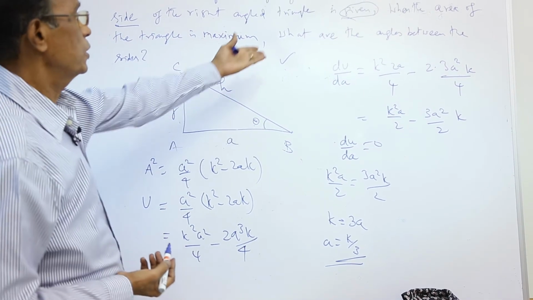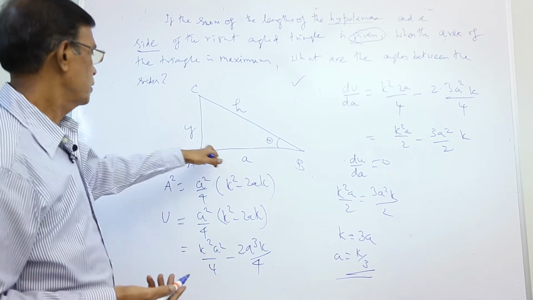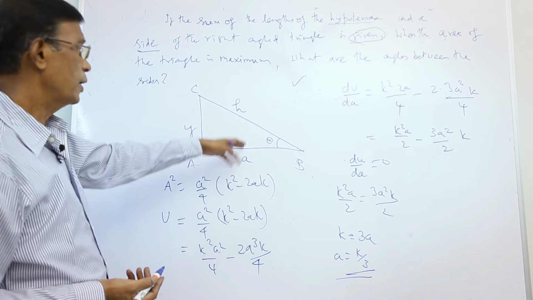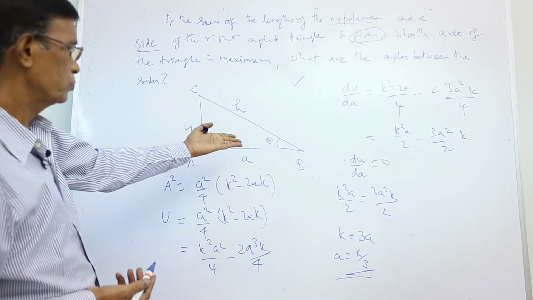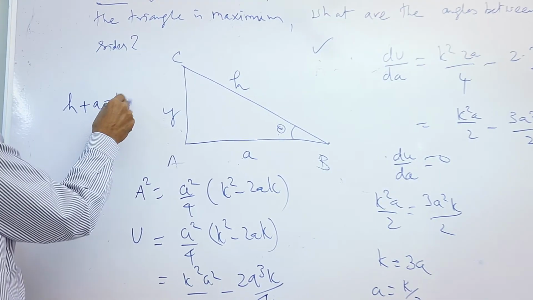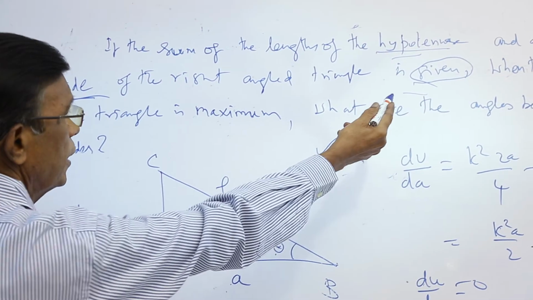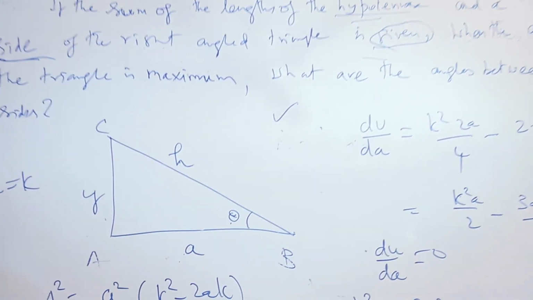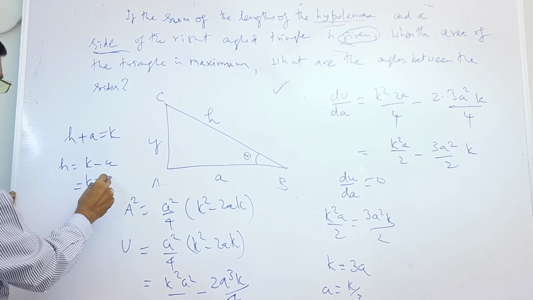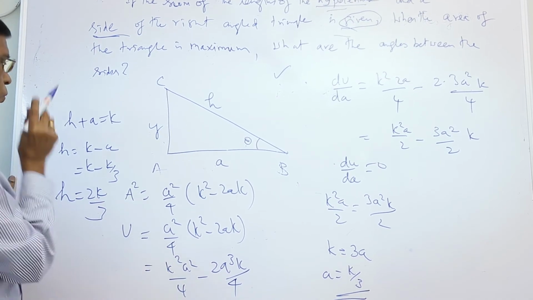Now your a is known. Now he is asking you to find the angle. Now a is known, k by 3, and I can get the value of h also, isn't it? Because already you have taken h plus a equal to k, given. That is both the hypotenuse and the one side added together, that is given. So your h is equal to k minus a, that is equal to k minus k by 3, that is 2k by 3. So your h is known.